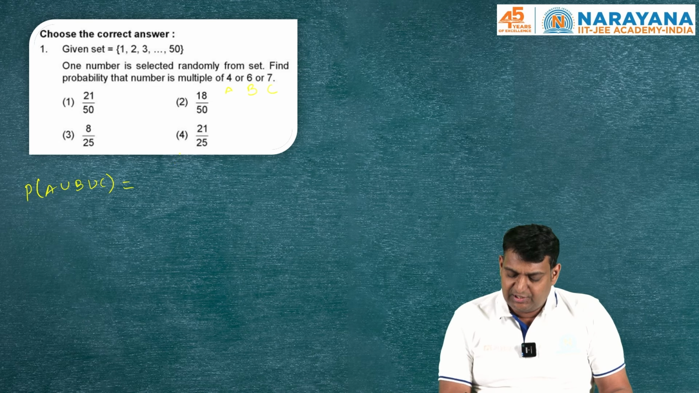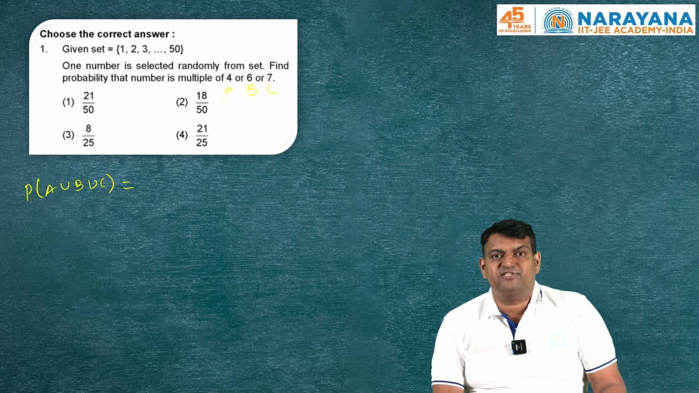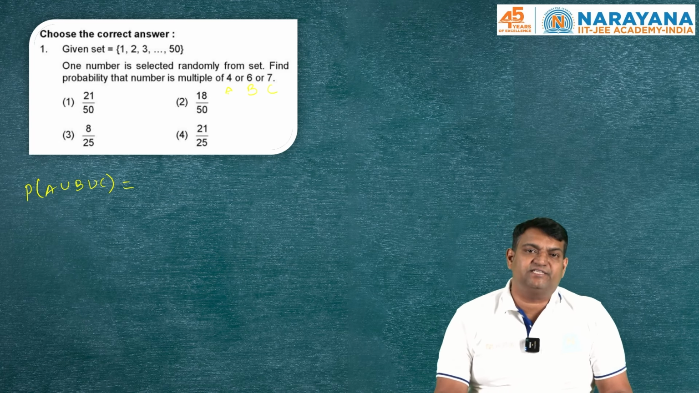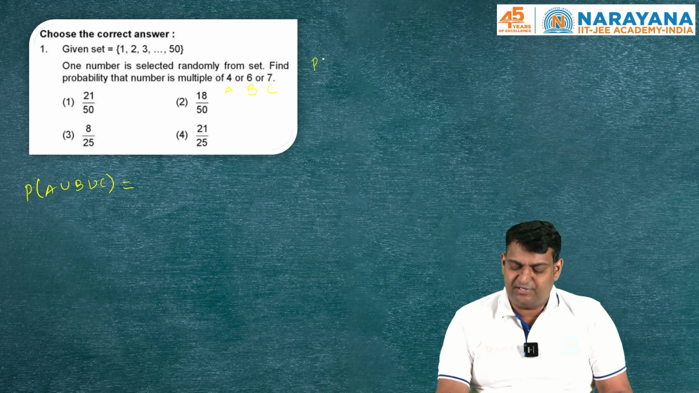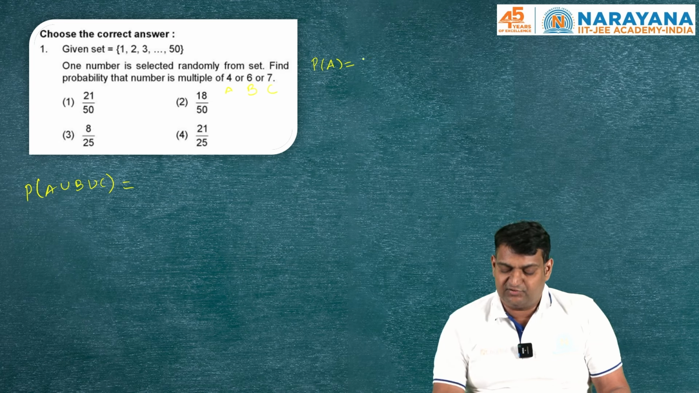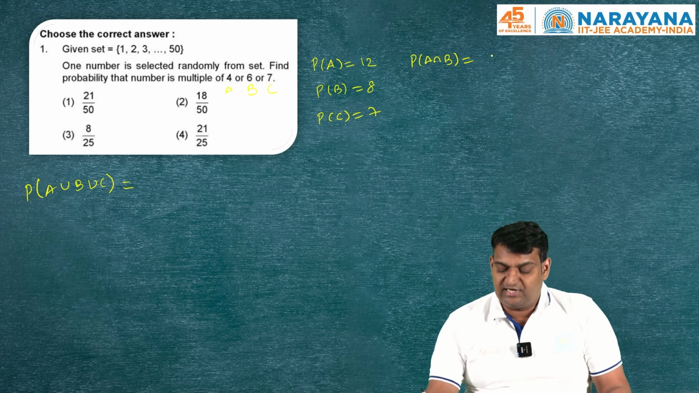You know that this is P of A plus P of B plus P of C minus P of A intersection B minus P of B intersection C minus P of C intersection A plus P of A intersection B intersection C. If I ask what is P of A, meaning how many multiples of 4 are there, 50 by 4 greatest integer, that is 12. Multiples of 6, there are 8. Multiples of 7, there are 7. For A intersection B, multiples of 4 and 6, the LCM is 12, so there are 4 multiples of 12.